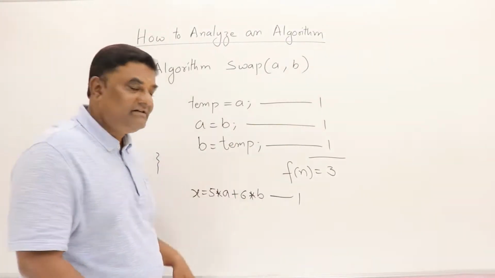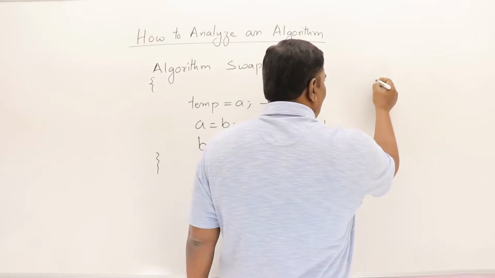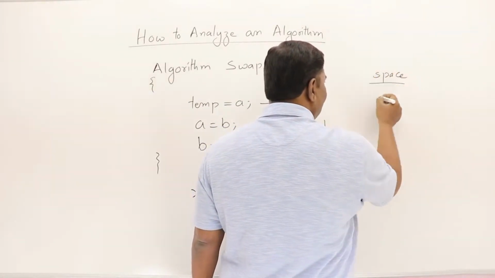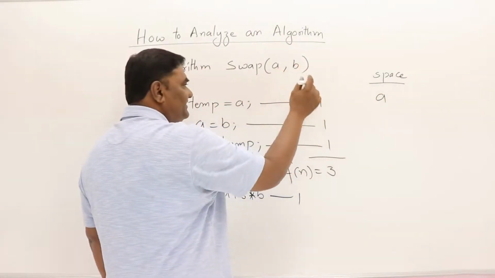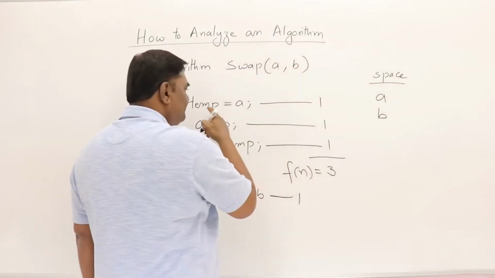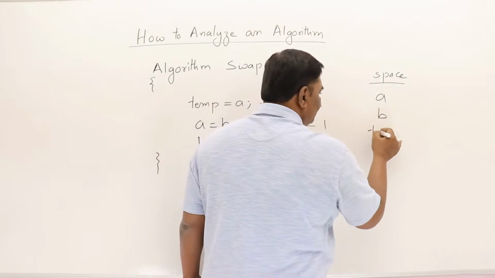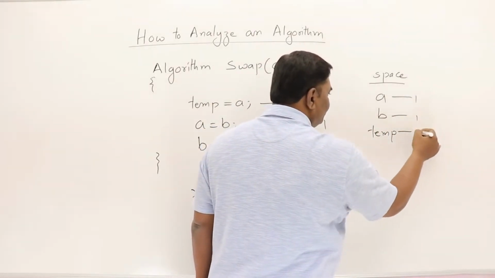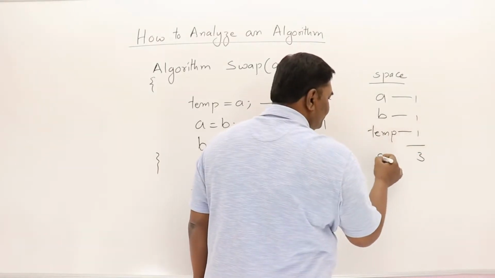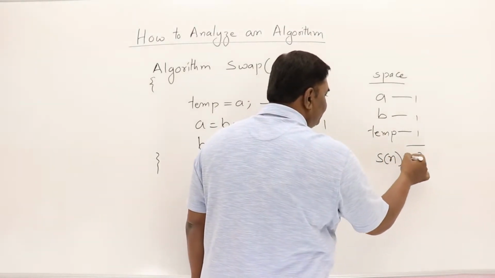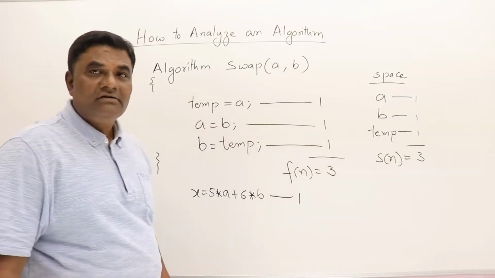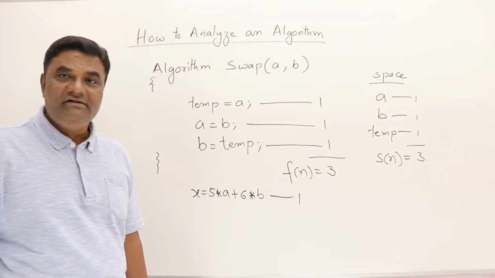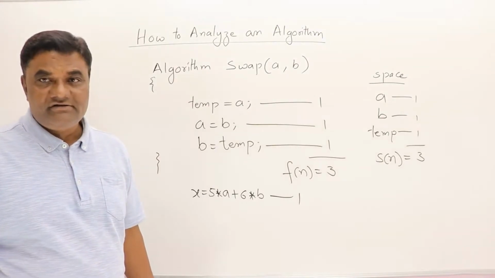Next is space analysis. What are the variables used here? For space, I'll write down the variables. A is one parameter, B is also a parameter, and temp is the local variable used. So in total, how many variables? 1, 2, and 3. So there are 3 variables used. So the space is constant again. It is just 3. I got the answer as 3. So again it is also constant.